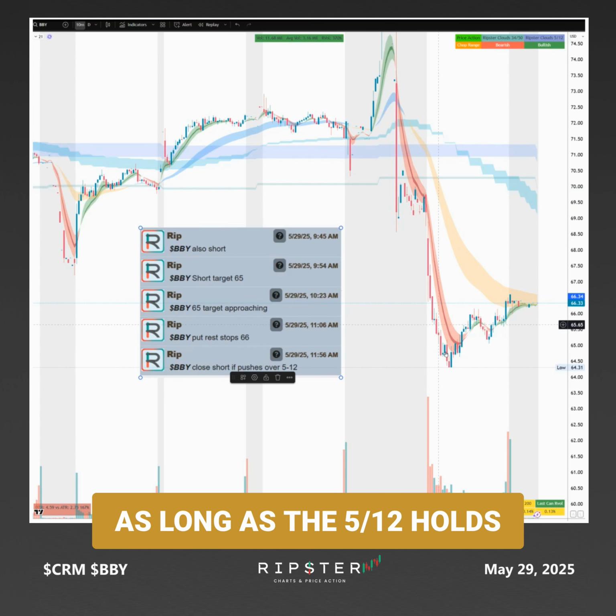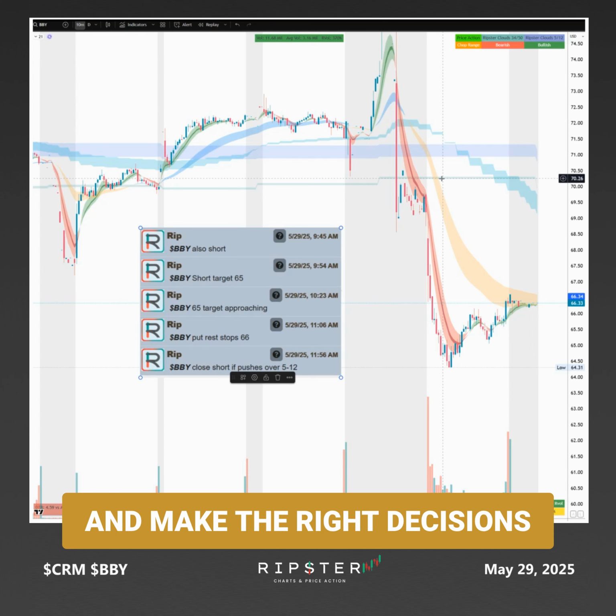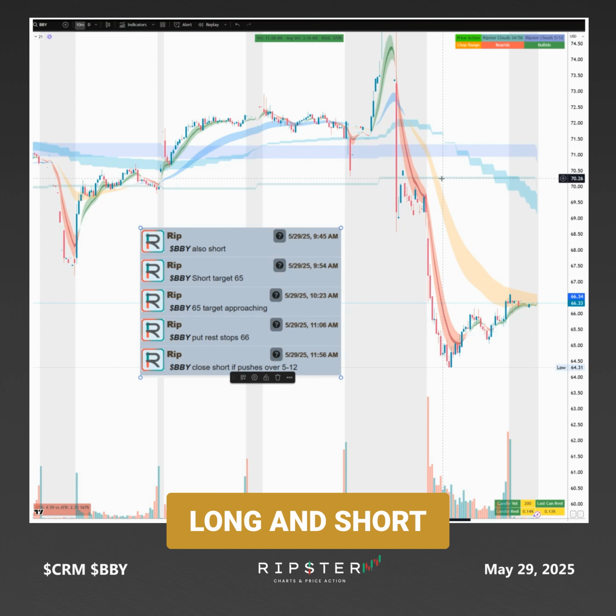You can hold the shorts as long as the 5-12 holds. Make sure you have planned in the pre-market. Use the cloud system and make the right decisions with the cloud, long and short, with the same system.